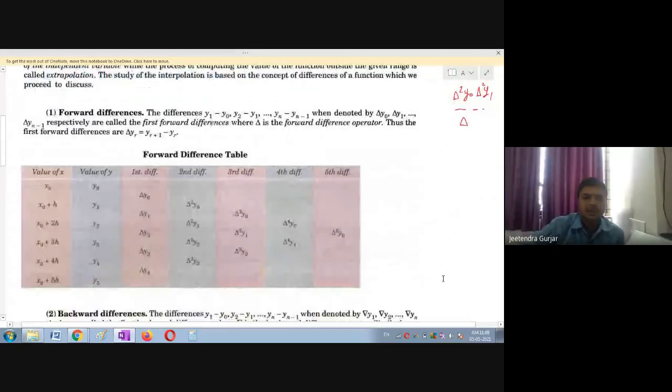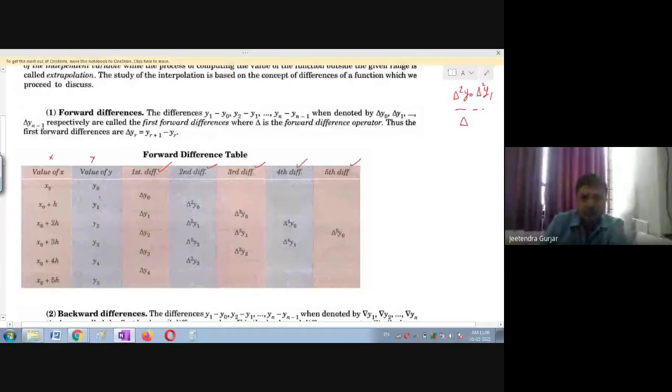So you can see we have this forward difference table. I will tell you, see here, the value of x will be given, right? Corresponding value y we have. So we are going to find the first difference, second difference, third difference, fourth difference, fifth difference, continuing like this. So how do you find these differences? You can see here very carefully. This table is very important, students.